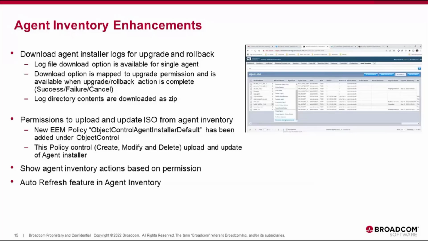So the first enhancement is that users are now able to download install logs for upgrade and rollback activities through the agent inventory. This log file download is available for a single agent. The feature is available based upon the upgrade permissions, and the log directory content is downloaded as a zip file. The second item is the introduction of an EAM policy that will control permissions around who can do uploads and updates.